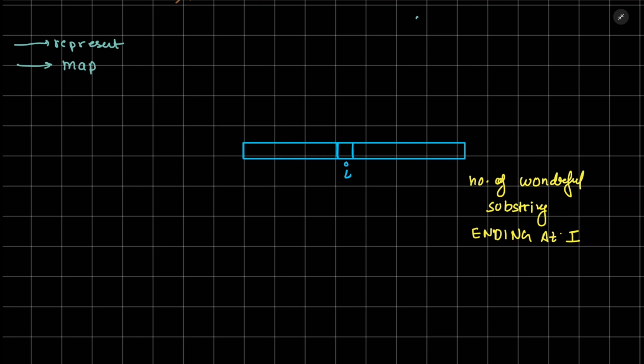Okay, so for now just imagine that for the indexes before I, you have the answers. So you have the answer for number of substrings ending at this I, and this I, and this I. Now to find the answer for this I, we want to find out the number of beautiful substrings. Okay, sorry, wonderful substrings.